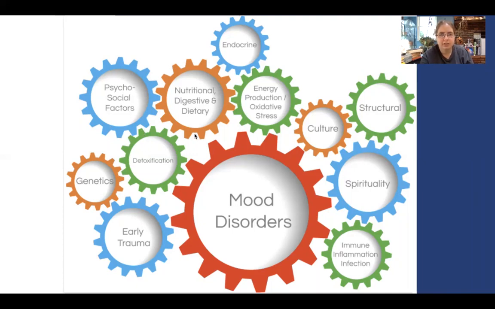Psychosocial factors, nutritional, digestive, and dietary factors, endocrine, so your hormones, when they get out of whack for whatever reason, whether it's due to stress, genetics, etc., that can lead to a mood disorder. Energy production, oxidative stress. Those are things that go on in the cells that once again can affect those hormone levels and lead to a mood disorder. So many different things. And this is why it gets really difficult to classify, categorize, and treat these.